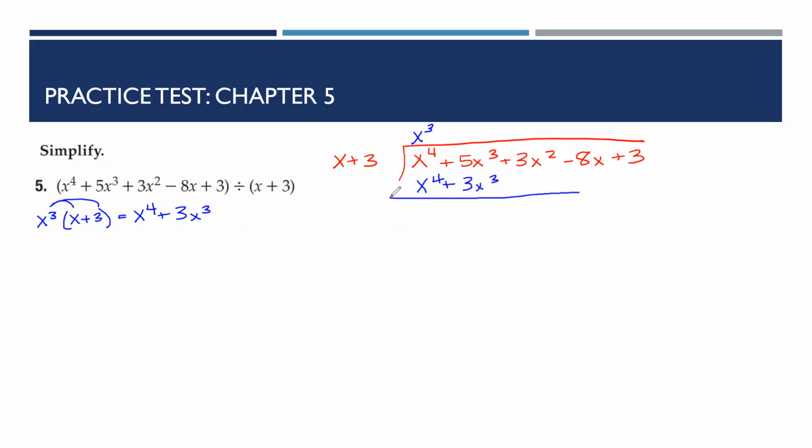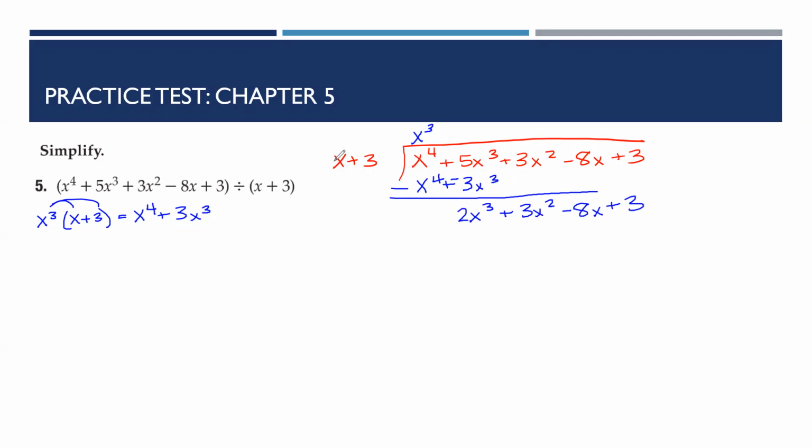Remember when you would do long division in elementary school? Okay, you have to multiply this here by your divisor, and then you put that under here, and then you subtract. Okay, so I'm going to subtract x to the 4th, and I'm going to subtract 3x cubed. So x to the 4th minus x to the 4th, well, that's 0. And 5x cubed minus 3x cubed, that's 2x cubed. I'm going to bring everything down. Remember that from elementary. Bring it down. Okay.